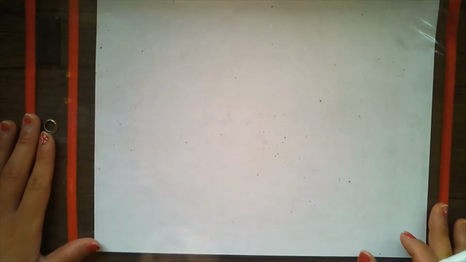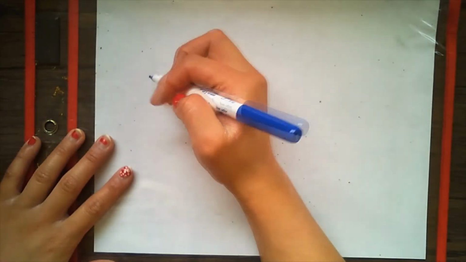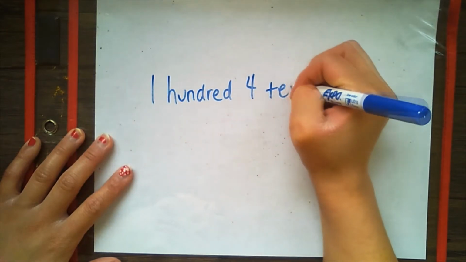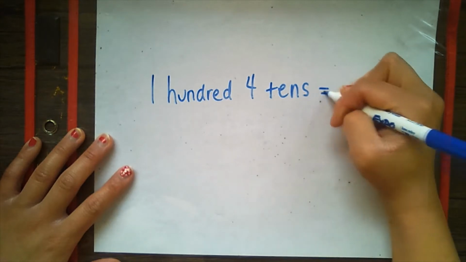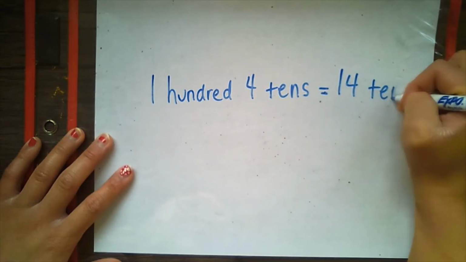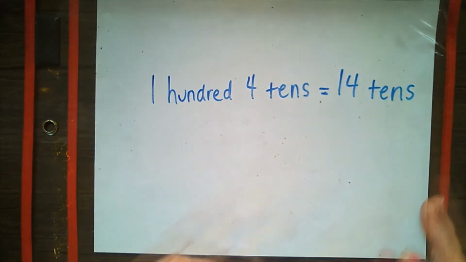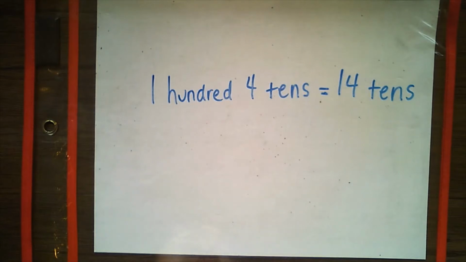Okay, moving on, I grabbed my blank piece of paper. I'm going to now write a separate statement that uses the same units we just worked with earlier. Okay, so just watch first. Our statement is 1 hundred 4 tens equals 14 tens. I want you to pause the video here and talk to a friend or a family member about why this statement is true. And then we will come back and talk about it as a team together.